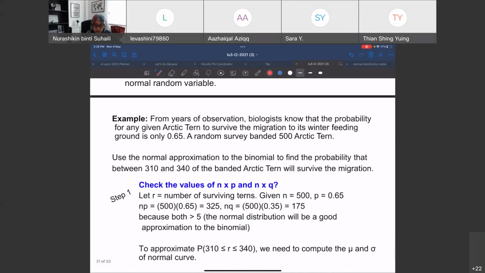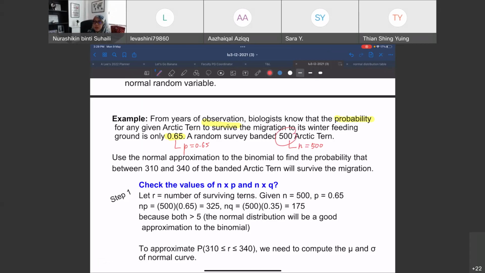Okay, from years of observation, biologists know that the probability for any given Arctic tern to survive the migration to its winter feeding ground is only 0.65. I see, this one is actually p, the probability to survive. So p is equal to 0.65. A random survey banded 500 Arctic terns. So this one is n. n is equal to 500.